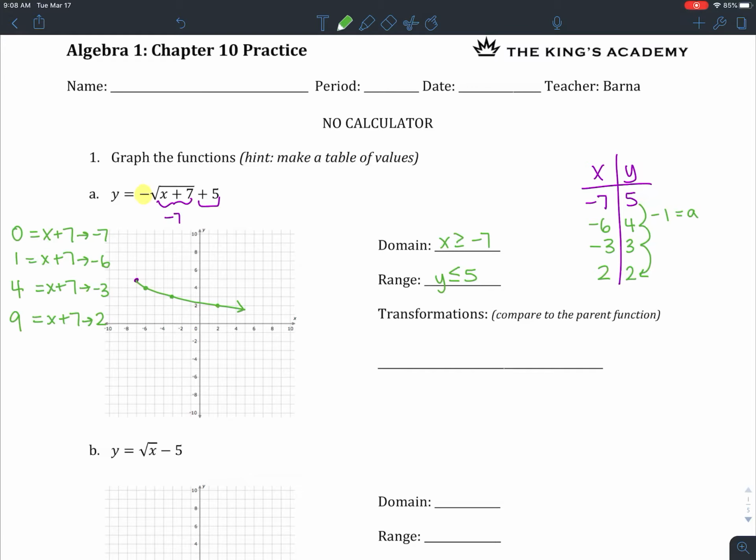Okay, transformations. We have 3 transformations here. So our original function starts at 0, 0, and it goes up like that. So in order to get this new function, we had to go left 7, up 5, and that's just to move the starting point. And then we also reflected it down.